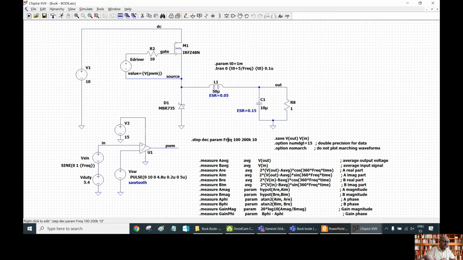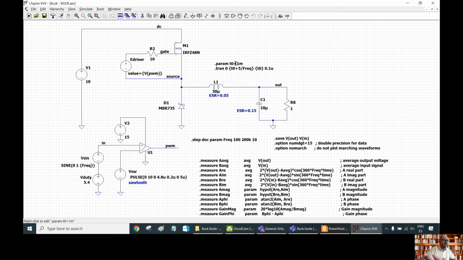Okay, the param is the frequency from 100 Hertz to 200 kilohertz, using 10 points per decade. At each of these frequencies, we are going to do a transient simulation using this directive here, dot tran from 0 to this time. This time is t0 plus 5 times the modulating period, and t0 is defined as 1 millisecond, because this is the time that we need to reach steady state.